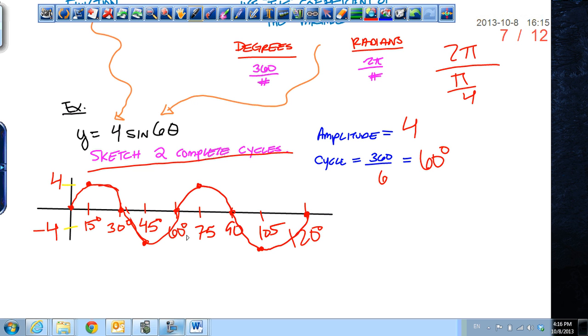The one difference with cosine is that cosine is going to start there. So on your graphs tonight for cosine, be sure you start there. And then it's going to look exactly the same. That would be one period's worth, and then you've got to do 2. So the other one would look like that or whatever.